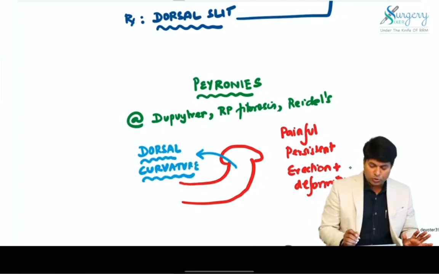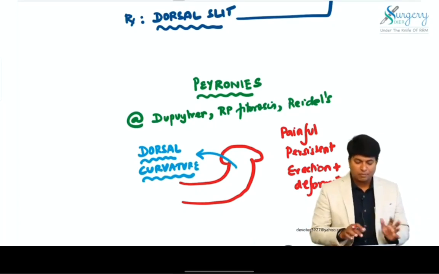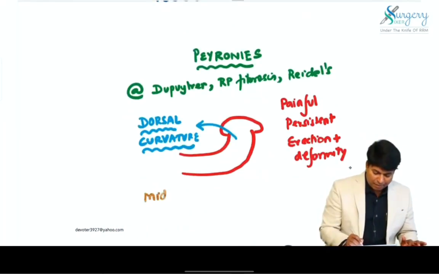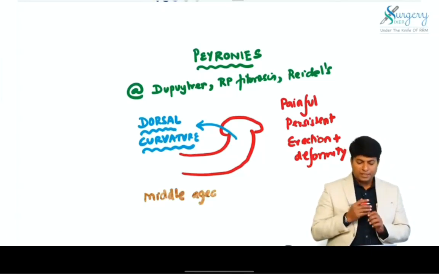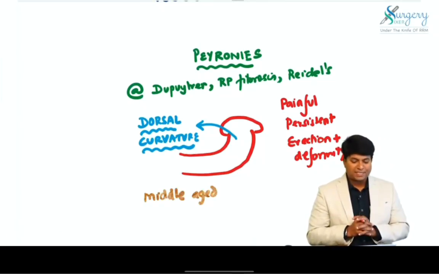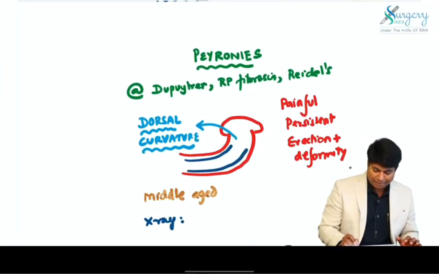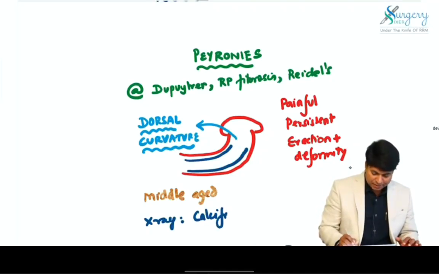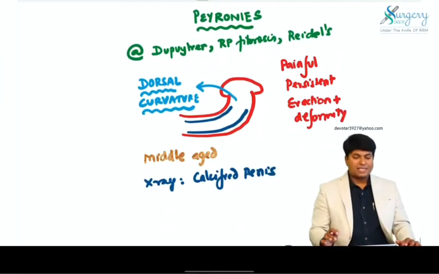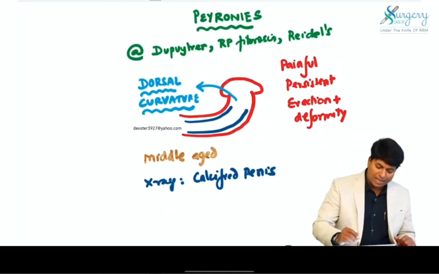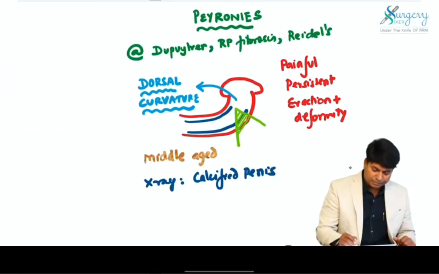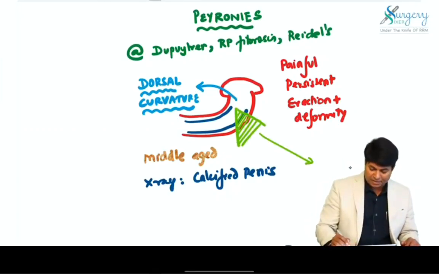The patient comes to you usually with a painful, persistent erection with a deformity, and he is usually a middle-aged man. When these patients come to you and you take an X-ray, what will the X-ray show? Calcified fibrous plaques in the penis. So we must advise them to undergo a wedge resection like this. Make a wedge resection like this and make the penis straight like this.